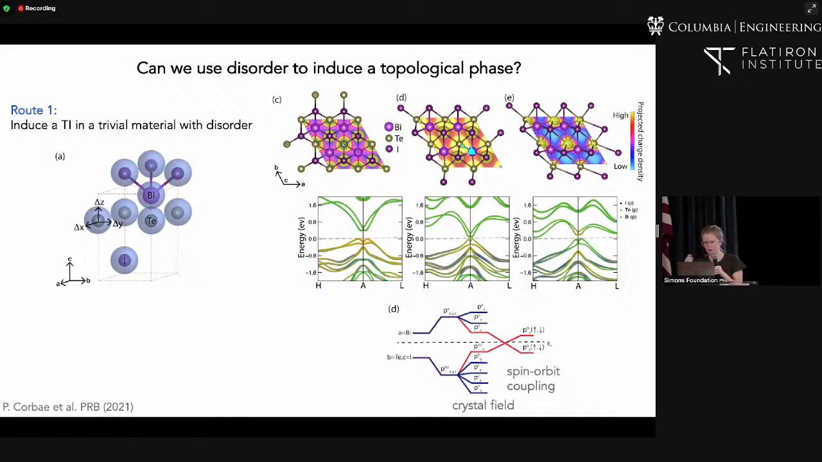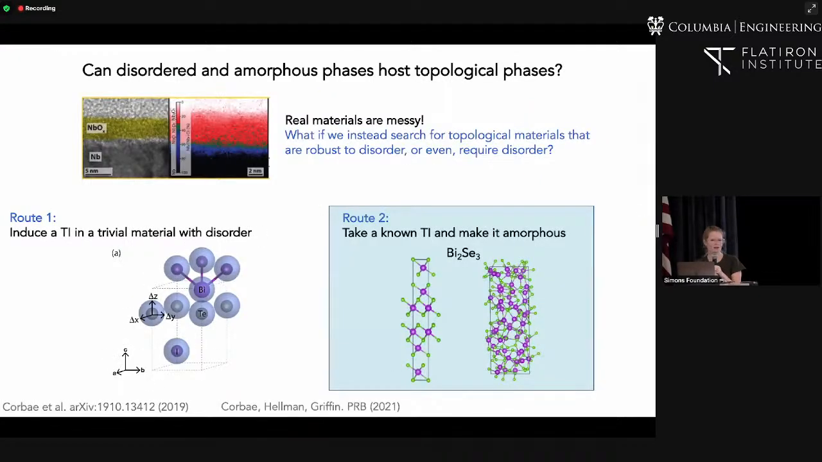Okay, so that was the first case. We were able to make a material topological. But what if we start off with something that's topological and make it amorphous? That's what we did with bismuth selenide.